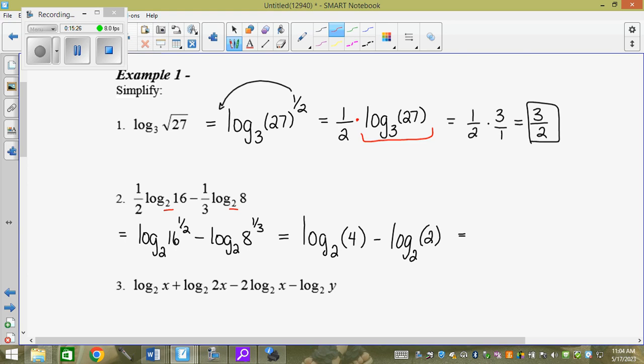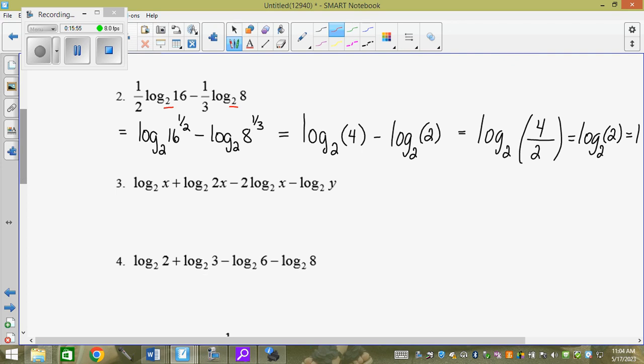Now I can put them together. I know I could solve them, but I'm going to prove it by putting them together. Log base 2, what goes in the numerator? 4, because there's a plus 1 in front. What goes in the denominator? 2, because there's a minus 1 in front. So I get log base 2 of 2, which is 1. Could we have done it a different way? Yes. Could we have gone 2 minus 1, which is 1? Yeah.